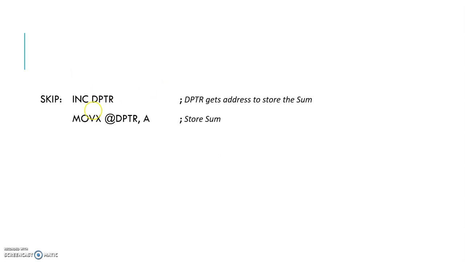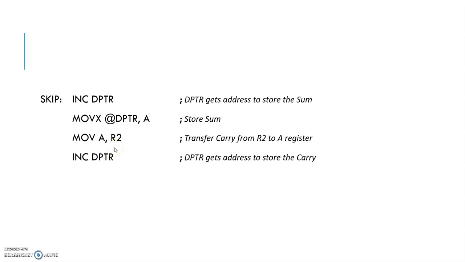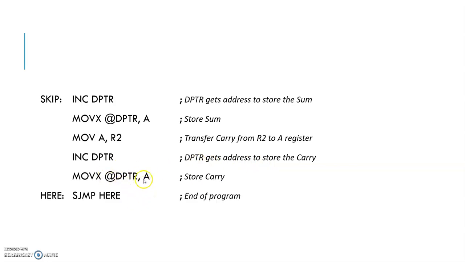So increment the DPTR so that it points to the location where we need to store the sum in the external RAM. Next we store the result, that is MOVX @DPTR, A: the content of A is stored to the location pointed to by DPTR. Next we move the carry from R2 to A and increment the DPTR so that it points to the location to store the carry. Then MOVX @DPTR, A stores the carry in A to that location, and the program ends here.